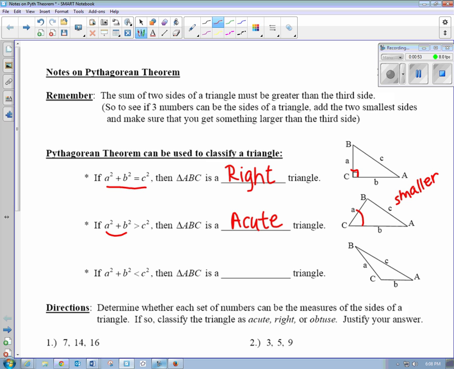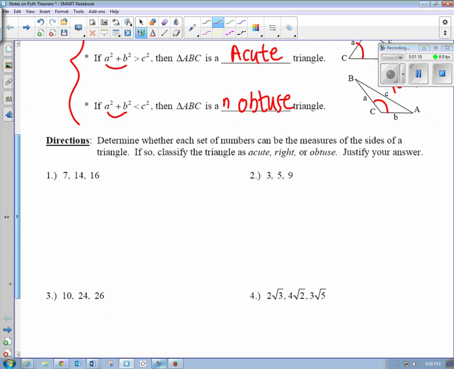If the a squared plus b squared turns out to be less than c squared, then that means that c squared got longer, which means that angle c got bigger than the 90 degrees it was originally. And our triangle is an obtuse triangle. So we're going to be using these three things to help us tell what kind of triangle we have.